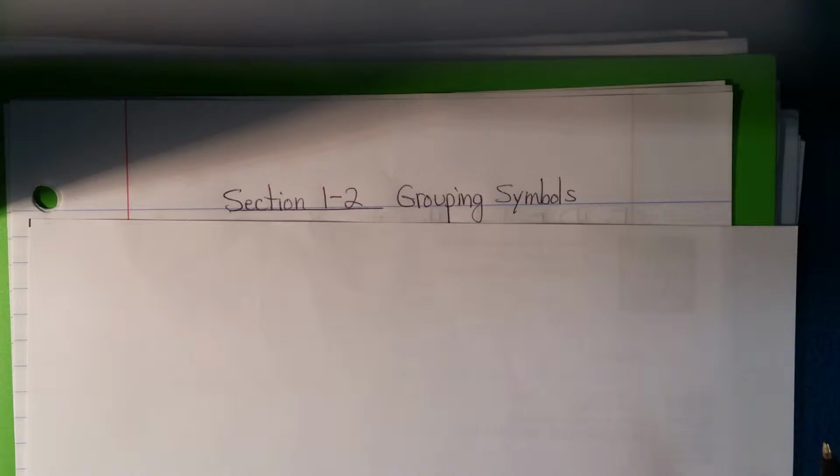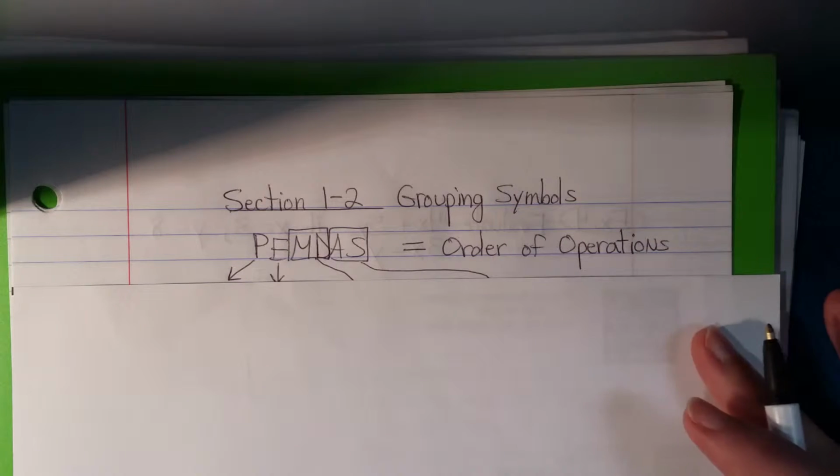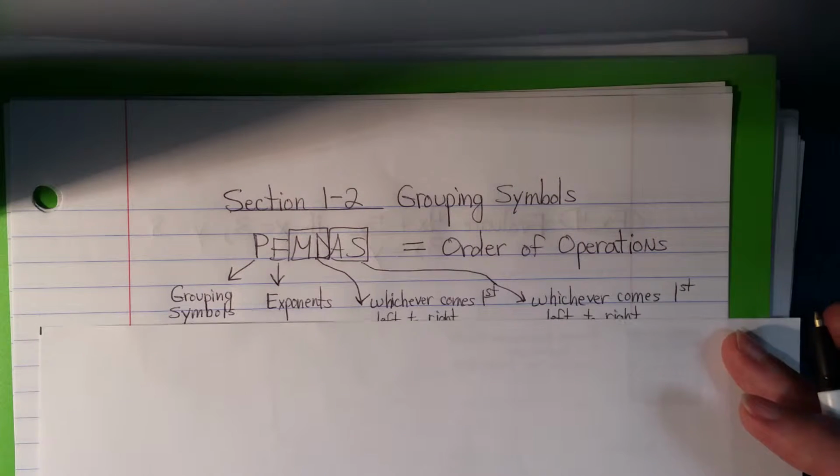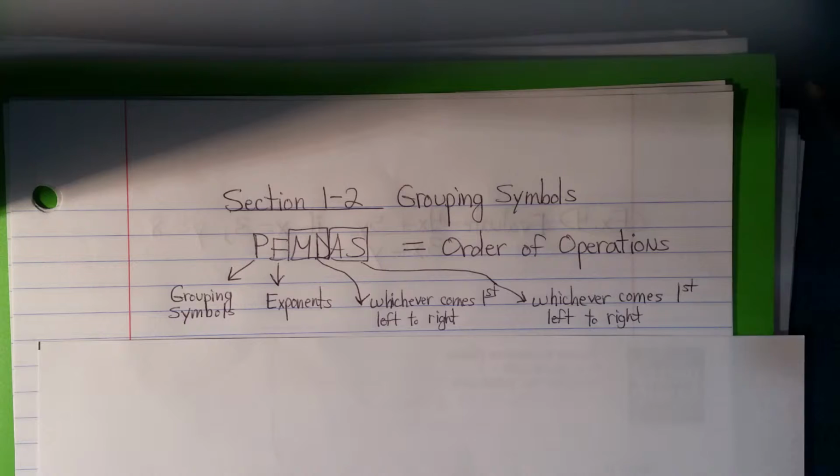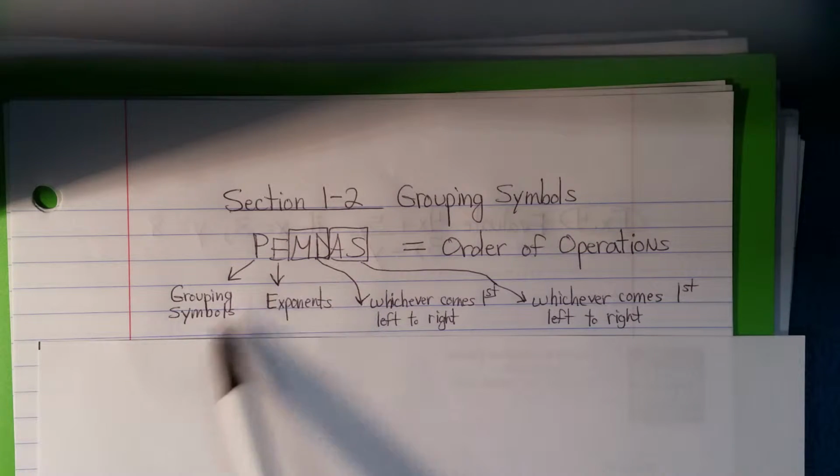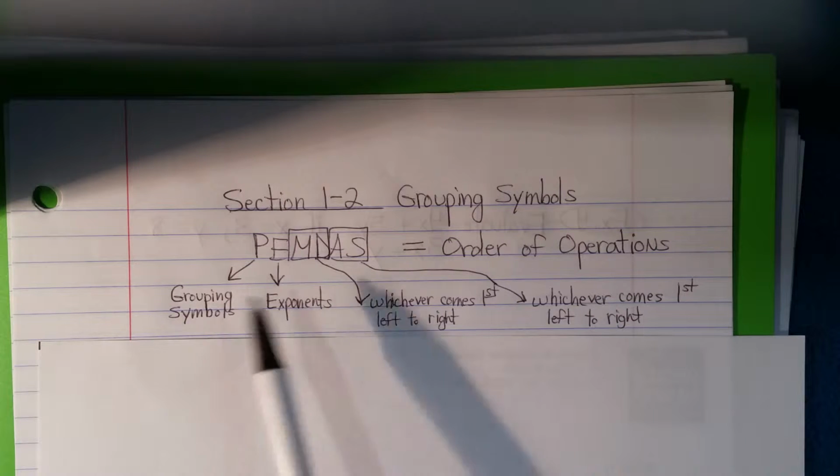All right, section 1.2 is called grouping symbols, and it's a lot like section 1.1, except it introduces a couple new symbols, I think the brackets and the fraction division bar. So just as a review, PEMDAS is the acronym for order of operations. P stands for grouping symbols. You have to do those first.